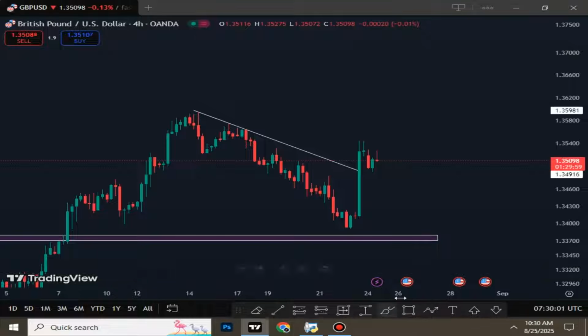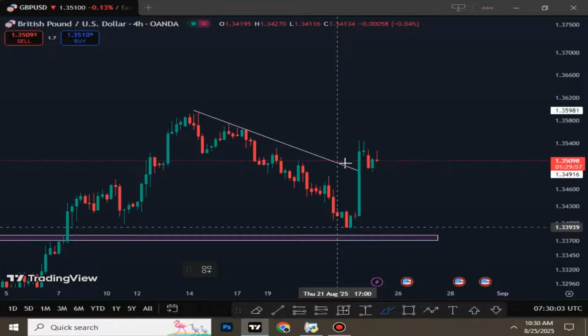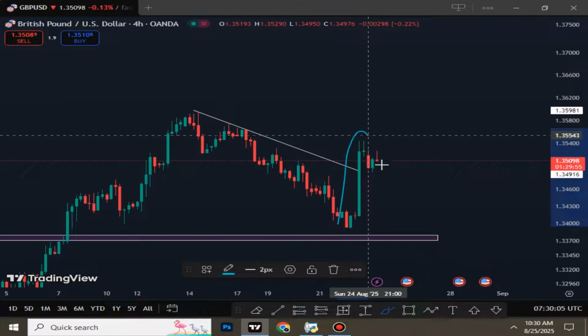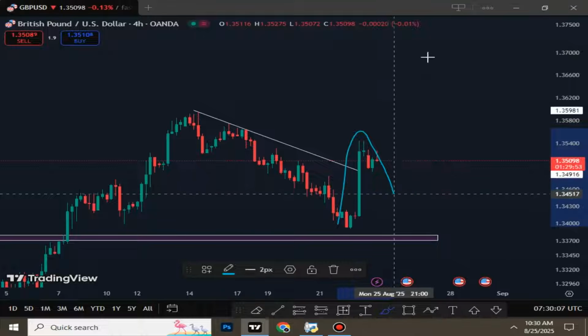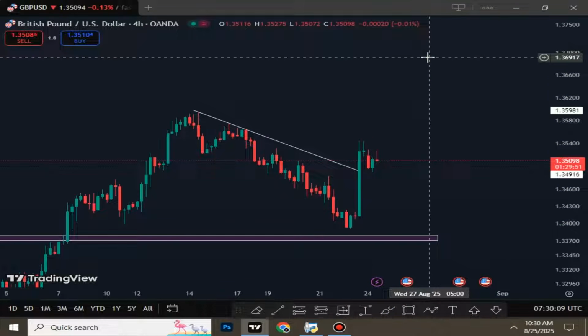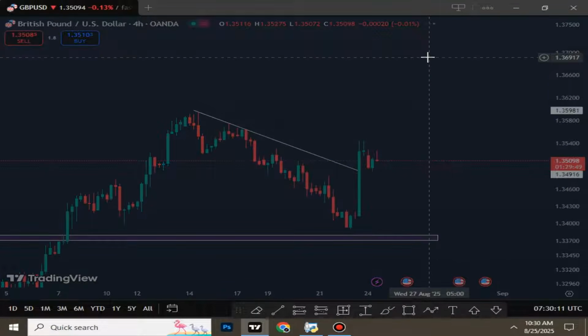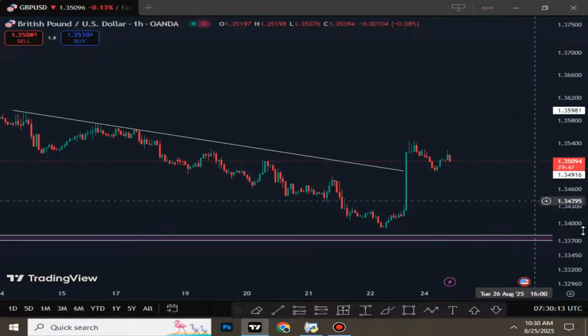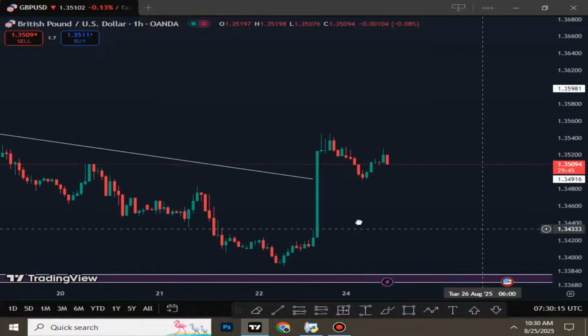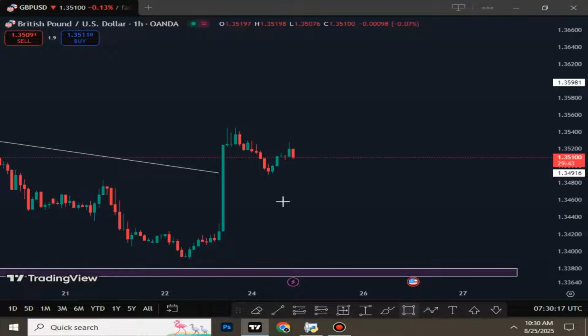Now what happened on Friday? Based on that news, we had an impulse phase right there. Now the market is just correcting itself, then that's when probably I'll be looking for my buy-in position. So let's just go to the H1 and understand what price is doing right now. This is what the market is doing right now.